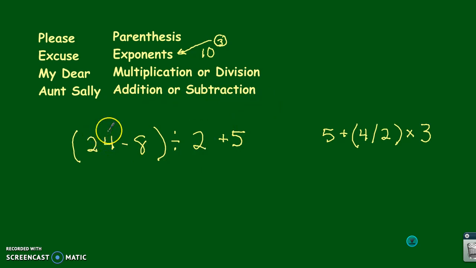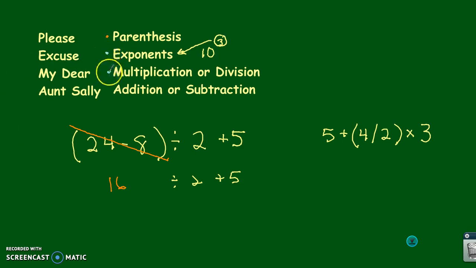So for our first sample problem here, we have 24 minus 8 in parentheses divided by 2 plus 5. So if we look at our order of operations, we have to start with parentheses first. So 24 subtract 8 is 16. After I've got that done, I like to bring down the rest of the problem. So we have divided by 2 plus 5. Now we're going to look at exponents. We don't have any exponents.